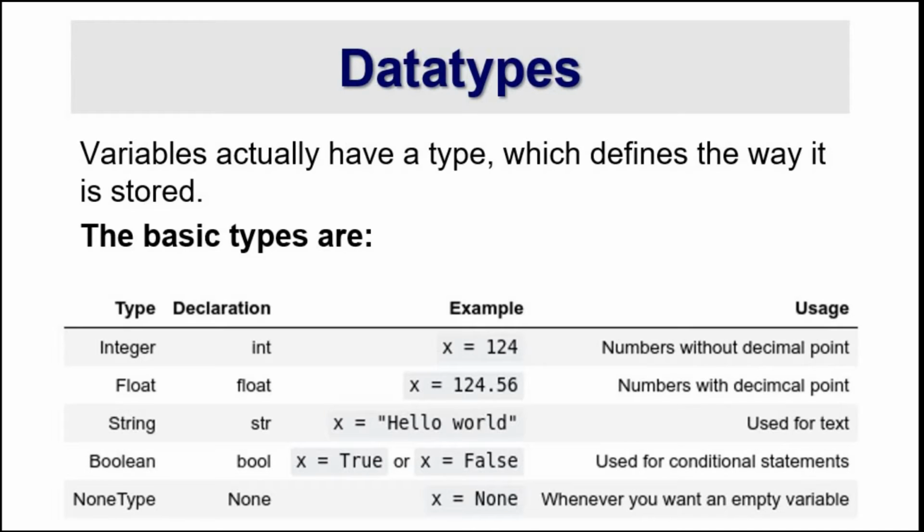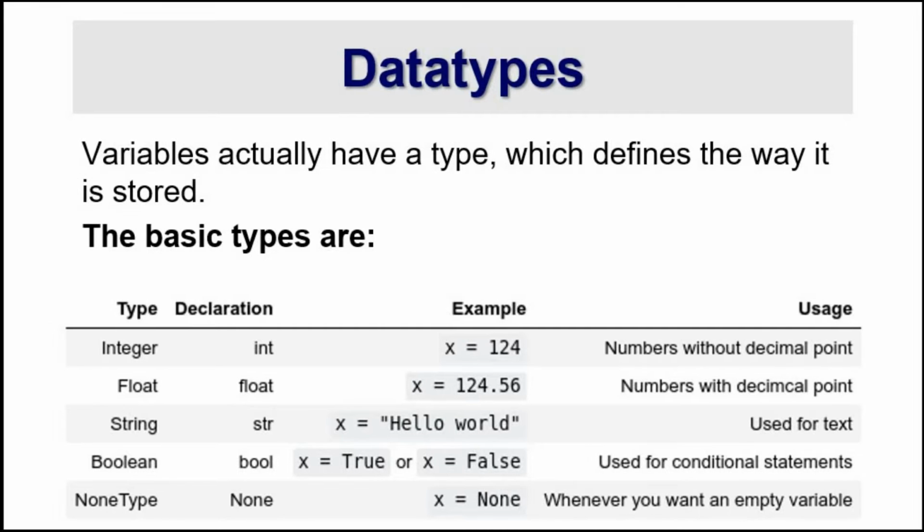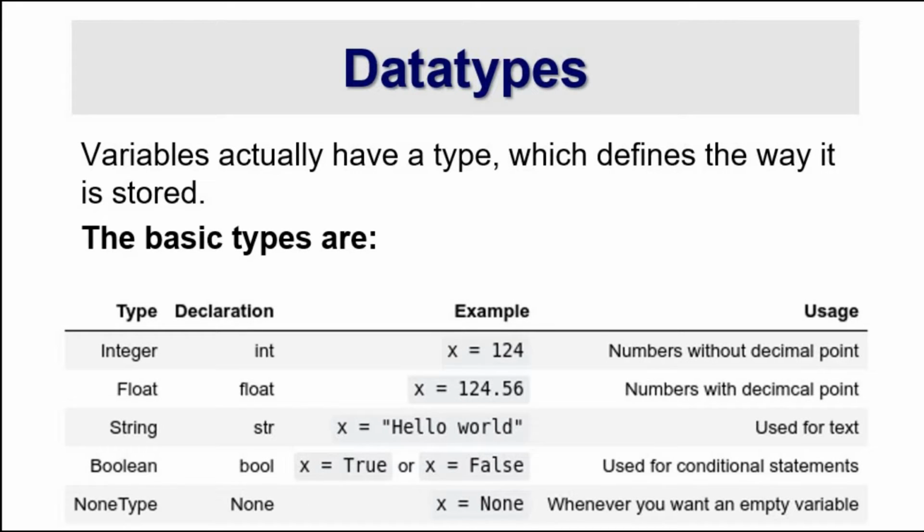Welcome back guys. In this class we are going to discuss the data types in Python and what their role is in the Python language. A variable actually has a type which defines the way it is stored. The type of data depends on the type of value, so the value stored in the variable contains the data type.